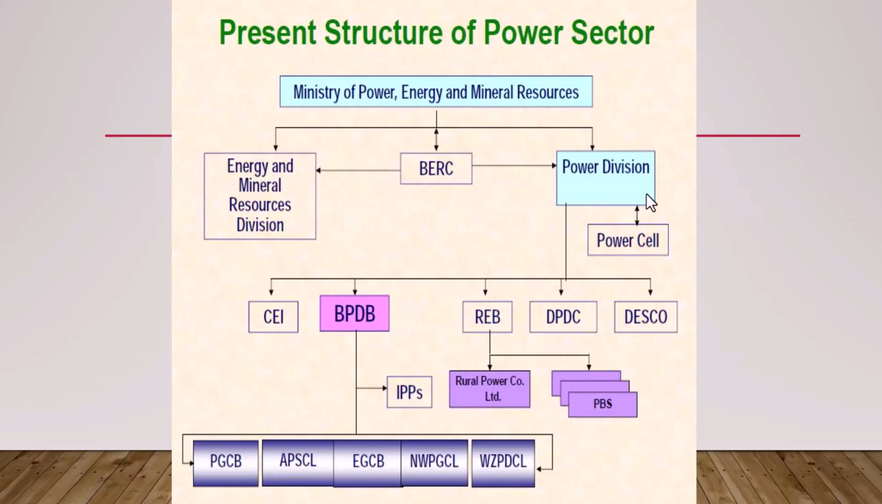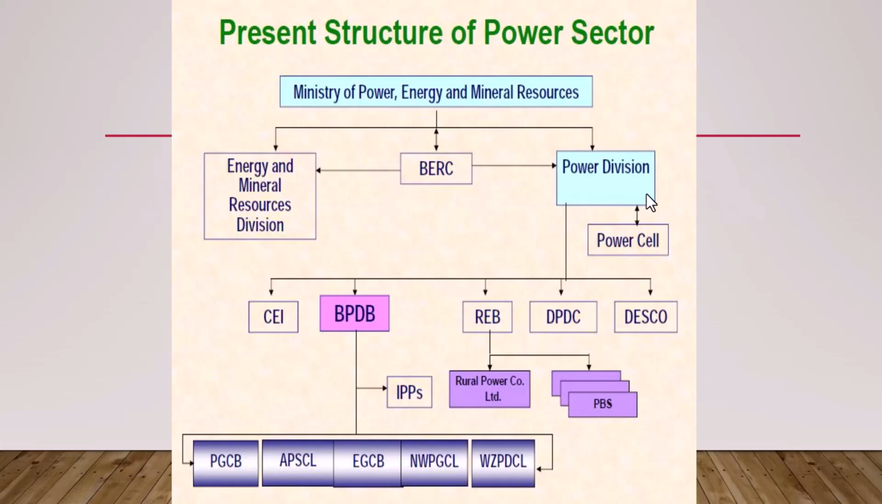Moving down, we will see the main operational bodies, that is BPDB, Bangladesh Power Development Board, the core government institution responsible for power generation and also involved in some transmission and distribution. BPDB oversees several state-owned generation companies like PGCB for transmission, APSCL, EGCB, NWPGCL, and WZPDCL, and it also works with independent power producers, IPPs, which are private companies generating electricity and selling it to the grid.